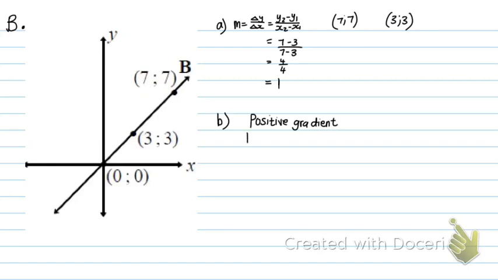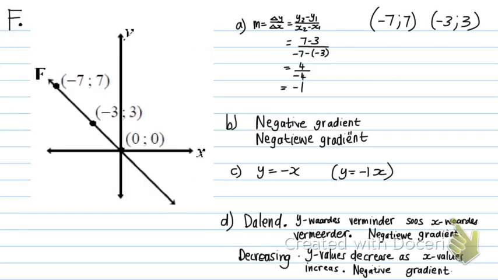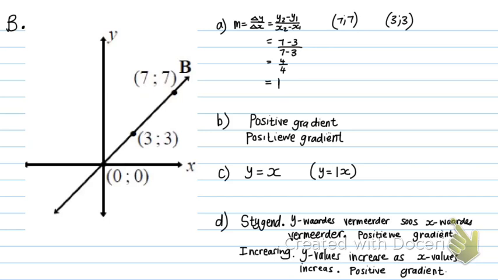Then I need to write down the equation. Oh my goodness, if that happens once more, I am very, very sorry. Okay, so it's y is equal to x, or actually y is equal to 1x, but do I need to write that 1? No, I can leave it out. So it's just y is equal to x. Then is it increasing or decreasing? It's increasing, because the y values increase as the x values increase, and it has a positive gradient, so it is increasing.